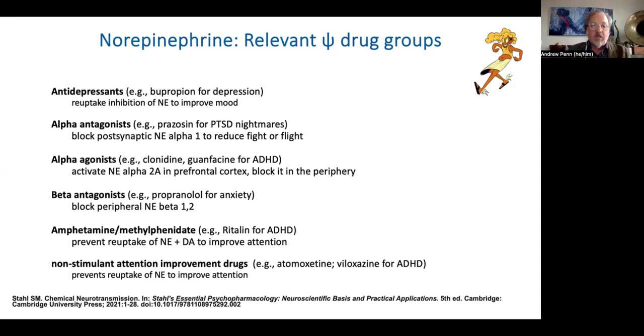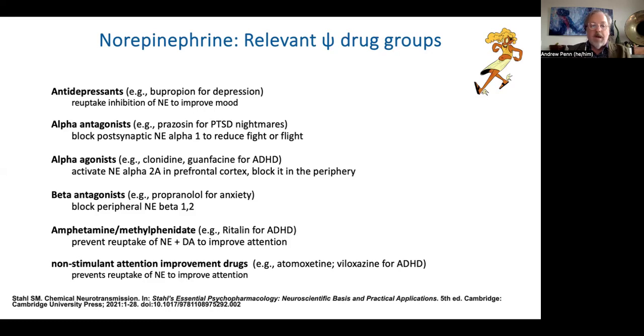Sometimes we see those used in children, especially in children that we don't want to use a stimulant on for whatever reason. We sometimes use beta antagonists, so propranolol, for example, to block the peripheral effects of anxiety. So they really don't do much for the internal cognitive worry part, but they are helpful for, say, shaking hands and things like that. I've had patients who are musicians that will use propranolol before a big performance so that their hands don't shake.